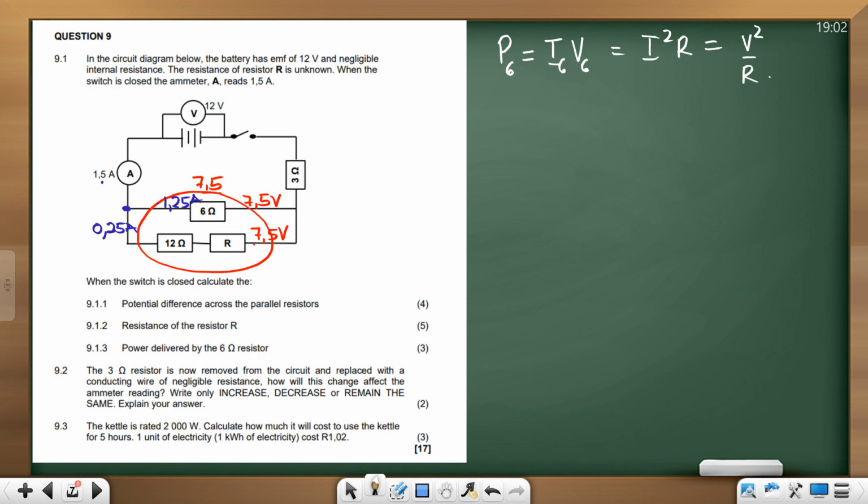Can we use IV? What is the I? 1.25. And what is the V? 6 times 7.5. What's your answer? 9.375. And what is the unit of power? Watts. What is the unit of power? I wasn't asking. I was telling you.